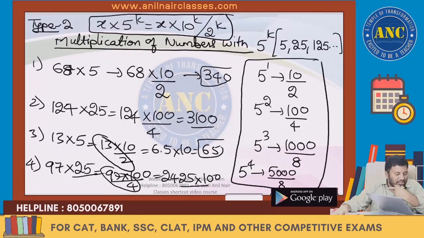Multiplication of numbers with 5 power k. Odd also, nothing will happen, just moving the decimal value. Next one, type number 3.